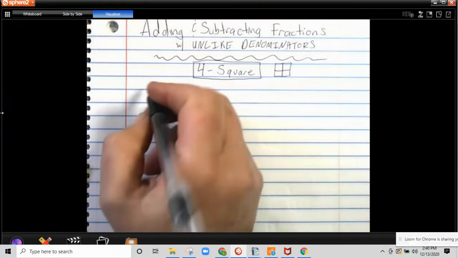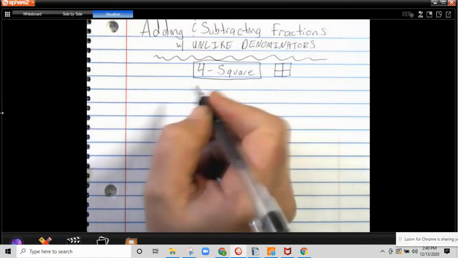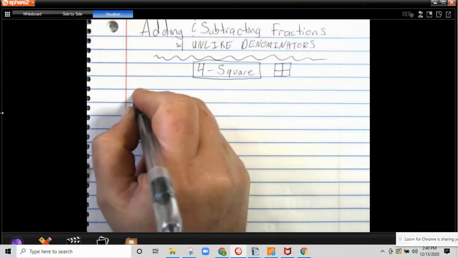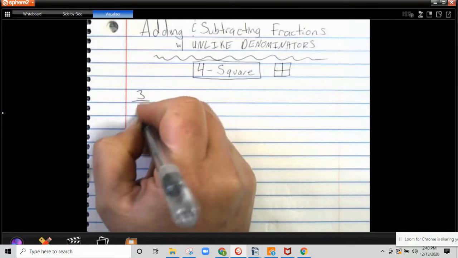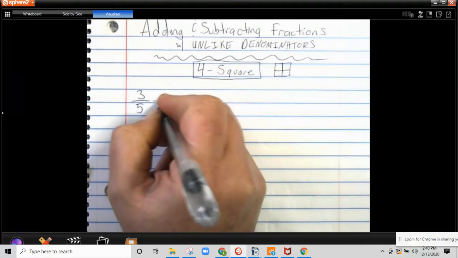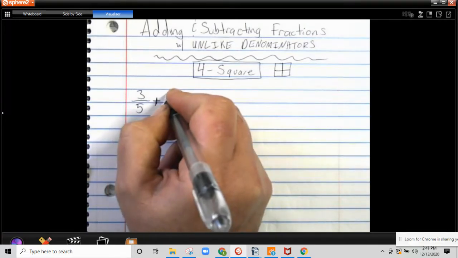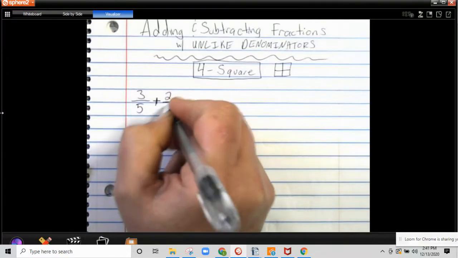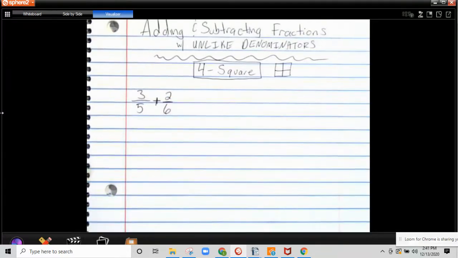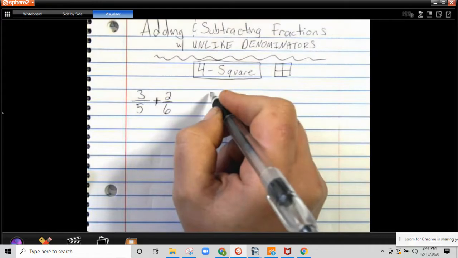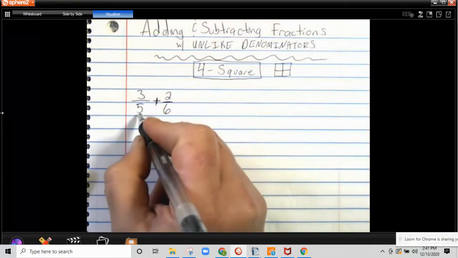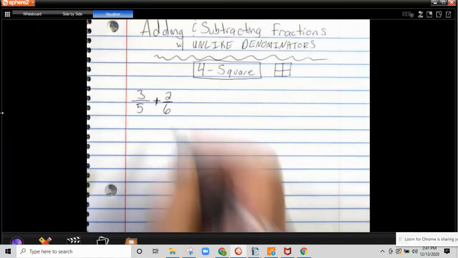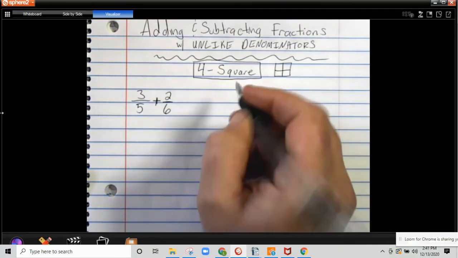Now, our fractions, if we have 3/5 plus 2/6, and we want to add those together. The thing is, we can't because they don't have like denominators. We have to get them like.